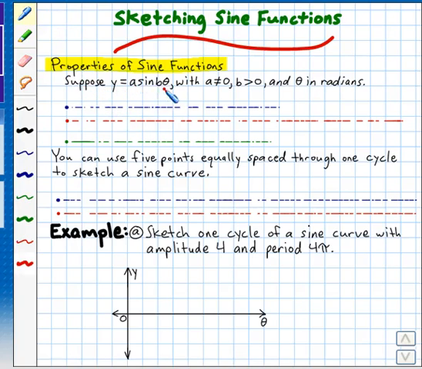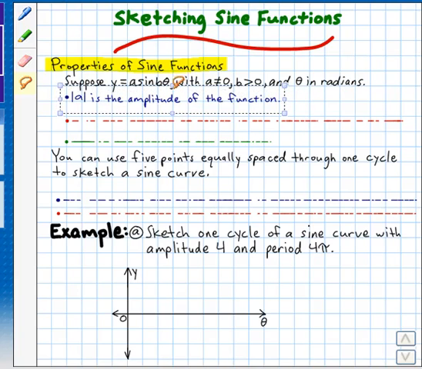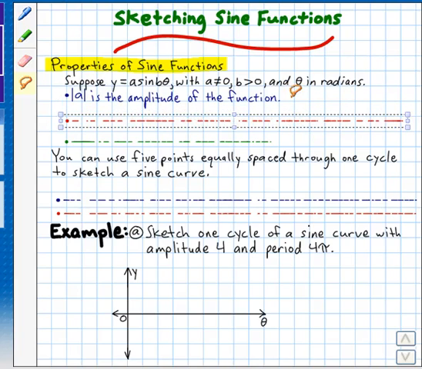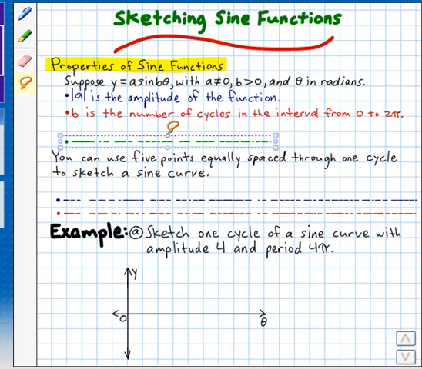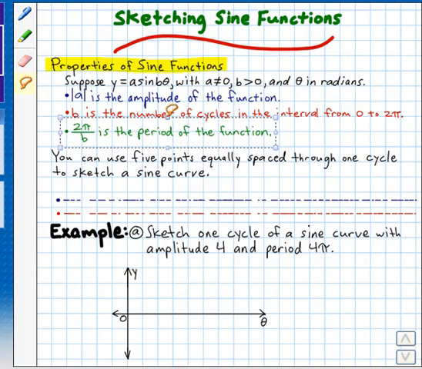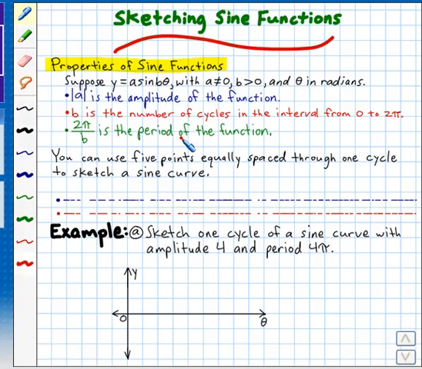Suppose y equals a times sine of b times theta, with a not equal to 0, b greater than 0, and theta in radians. One property is that the absolute value of a is the amplitude of the function. Another property is that b is the number of cycles in the interval from 0 to 2 pi. And the final property is that 2 pi divided by b is the period of the function.